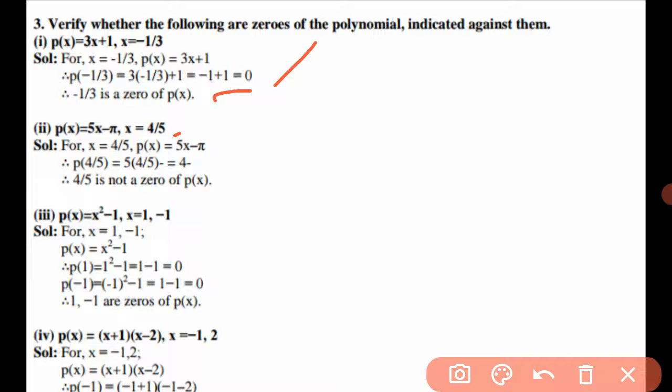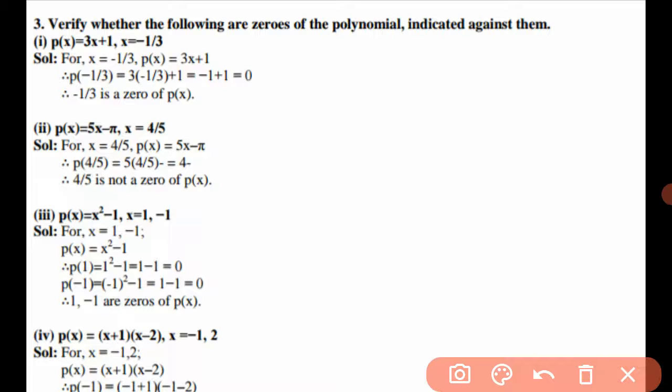Now the answer is 0, so we can say that minus 1 upon 3 is a zero of p(x). Now after this, see its second part. In the second part we are given p(x) equals 5x minus pi, where the value of x equals 4 upon 5. Now putting x equals 4 upon 5 in p(x) equals 5x minus pi, we get 5 into 4 upon 5, then minus pi.